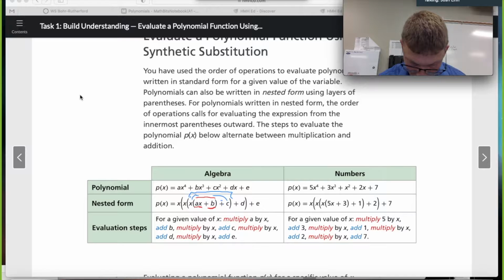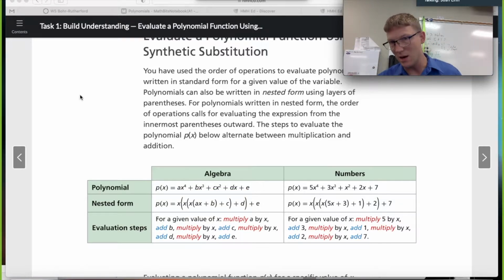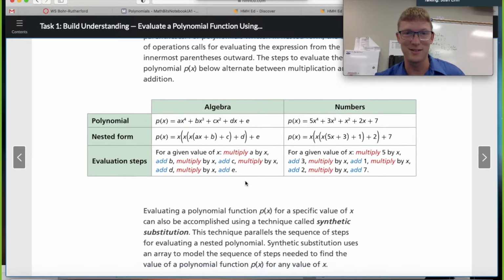And hopefully you're picking up on the pattern. You're going to multiply by x, add d, so on and so forth. So that's one way that you can take this function and evaluate using a nested form. Again, I'm not sure why you would ever want to use a nested form, but there it is.